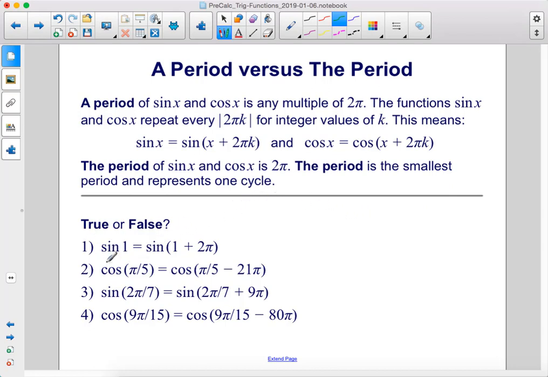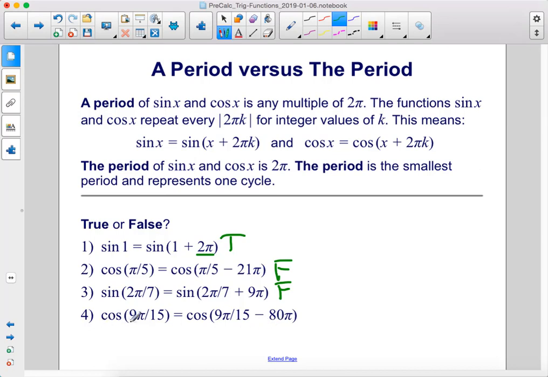True or false? Sine of 1 equals sine of 1 plus 2 pi. This is true. Any sine value where you add 2 pi is going to be the same. Here, however, we have 21 pi, and it doesn't matter if it's plus or minus because you can go around the unit circle clockwise or counterclockwise, but 21 is an odd number, so this is false. 9 is also an odd number, so this one is false.